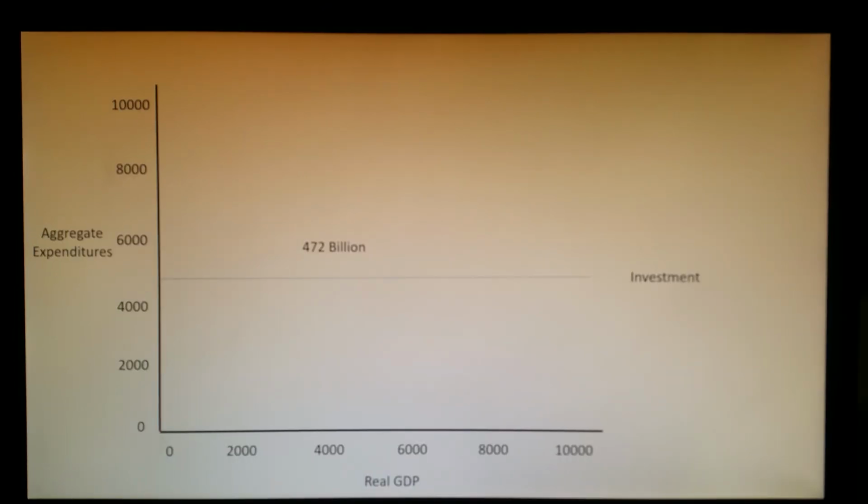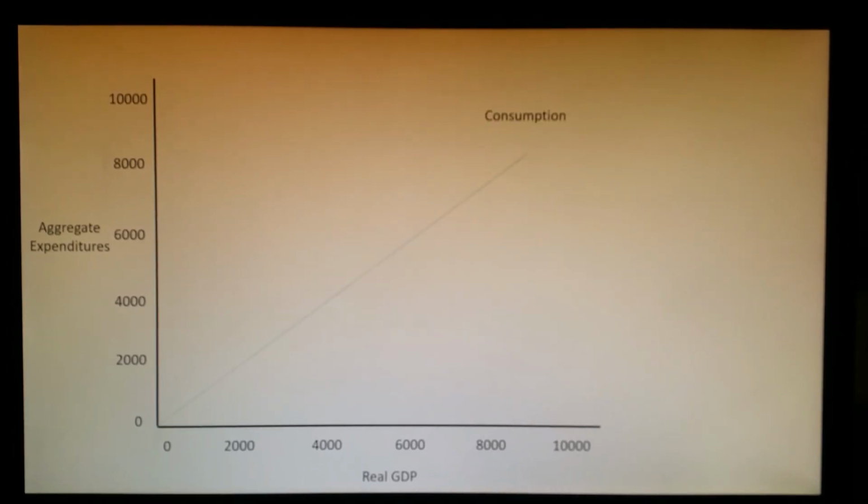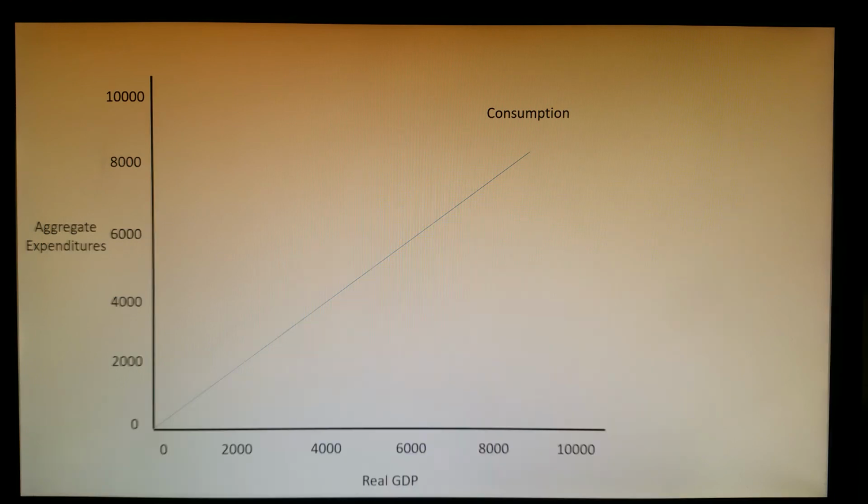This is my investment curve, my government spending curve, and my consumption graph.